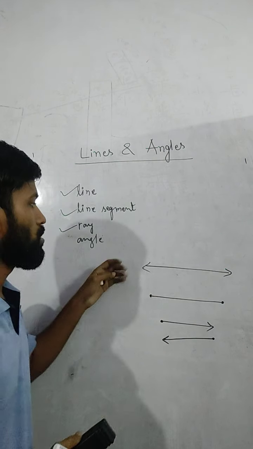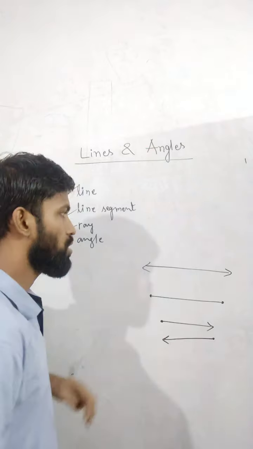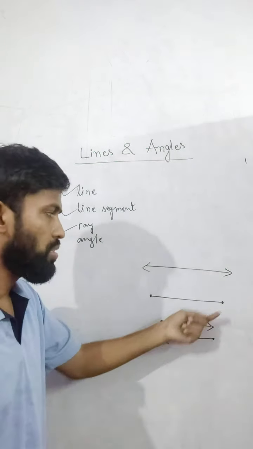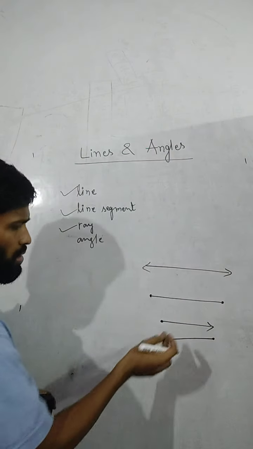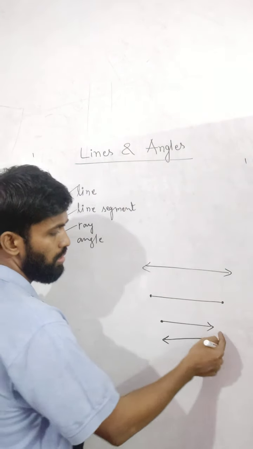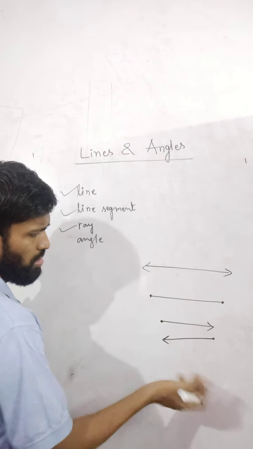Okay, so a line has no endpoint and it can be extended in both directions forever, and a line segment has two endpoints. We cannot extend it any further, so it has a finite length. A ray has one endpoint and the other end can be extended forever. We can represent a ray like this or this, both are the same.